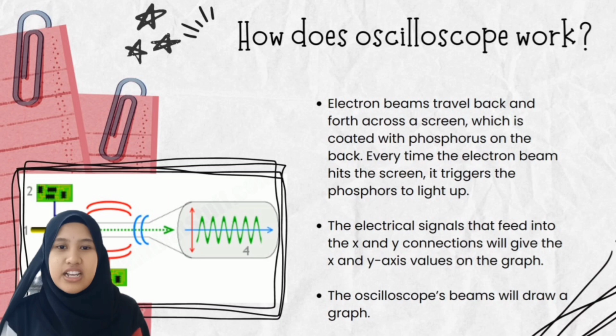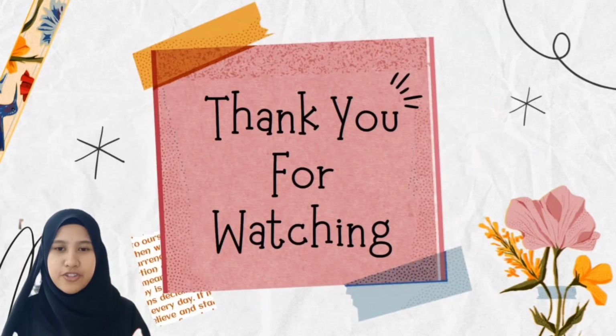Inside a television, an electron beam travels back and forth across a screen, which is coated with phosphorus on the back. Every time the electron beam hits the screen, it triggers the phosphor to light up, so we can see a picture. For an oscilloscope, it will show a wave graph. That's all from our group. Thank you very much.